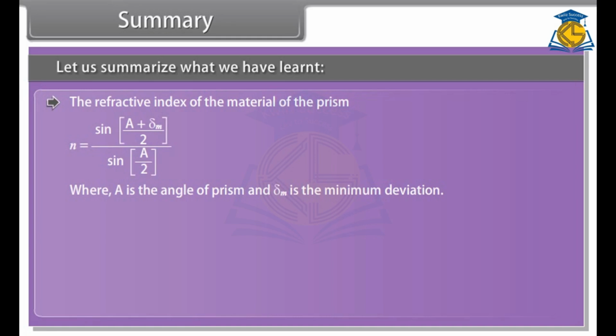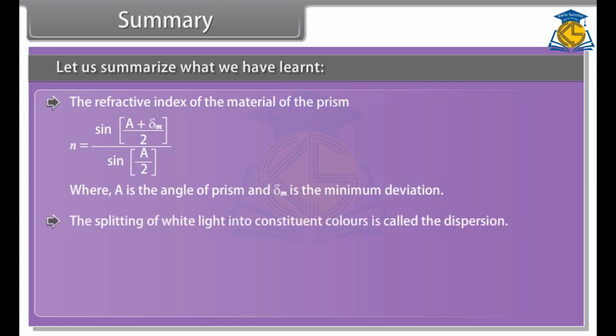The refractive index of the material of the prism, n is equal to sine of (A plus delta minimum) by 2 divided by sine of A by 2, where A is the angle of prism and delta M is the minimum deviation. The splitting of white light into constituent colors is called dispersion.